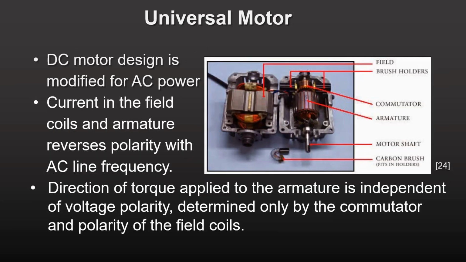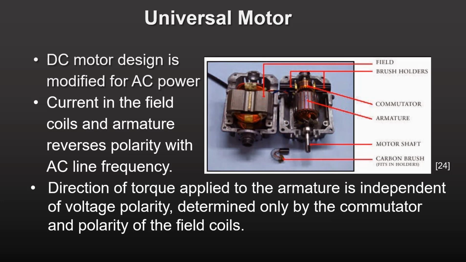A universal motor gets its name from the fact that it can be tailored to operate under both DC and AC power. The basic design is similar to a typical DC motor, and minor modifications are needed to run it on AC power. The field coils are analogous to a stator in an AC induction motor, and the armature is analogous to the rotor. The commutator reverses current in the field coils and armature per the AC line frequency. The direction of torque applied to the armature is independent of voltage polarity, determined only by the commutator and polarity of the field coils.